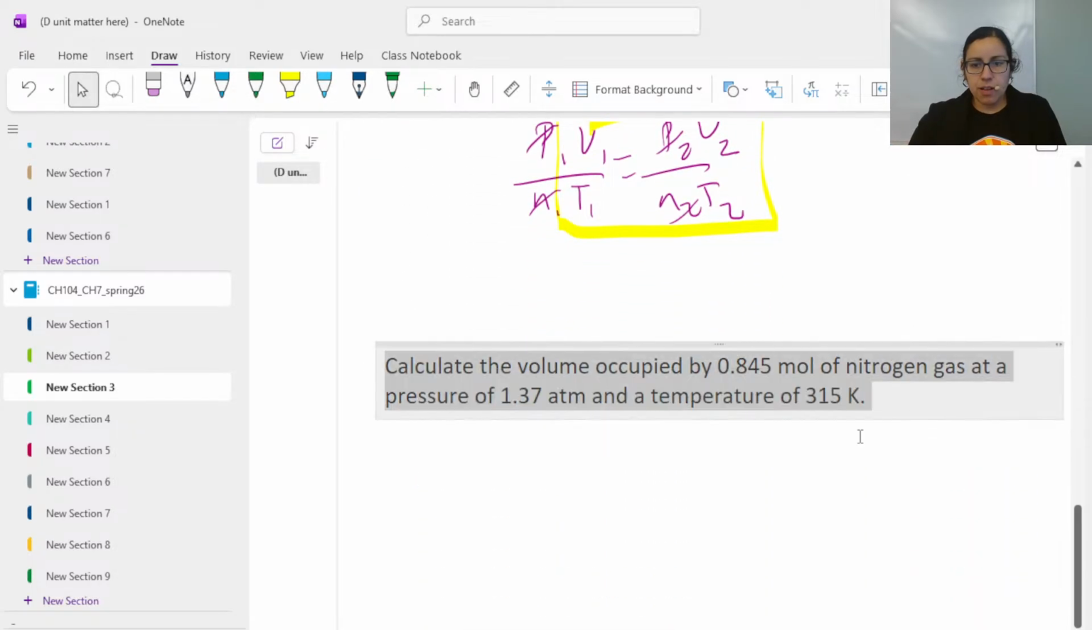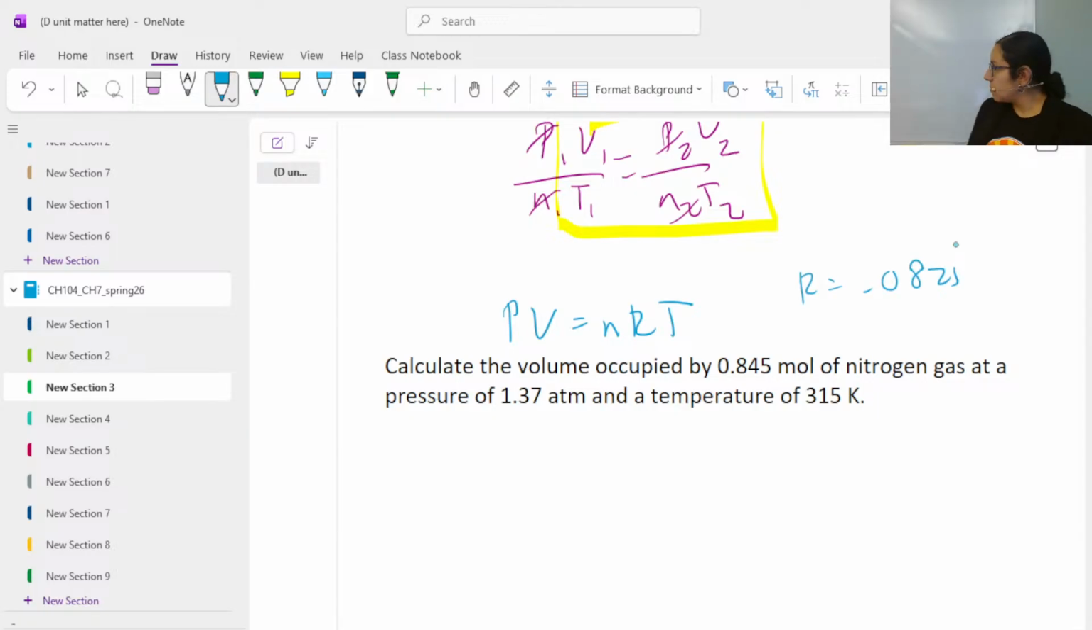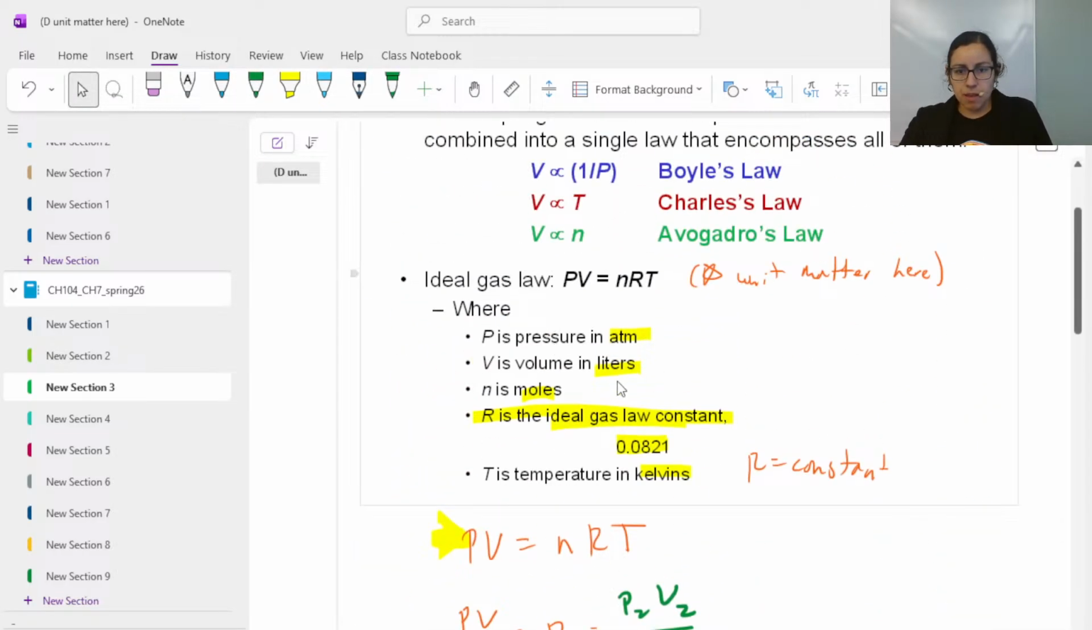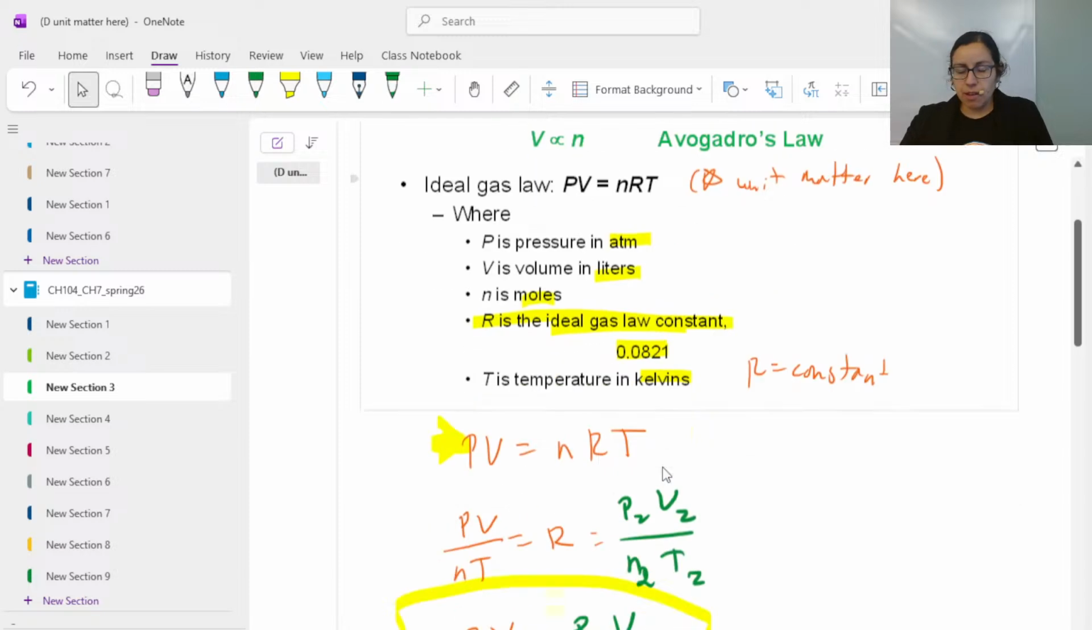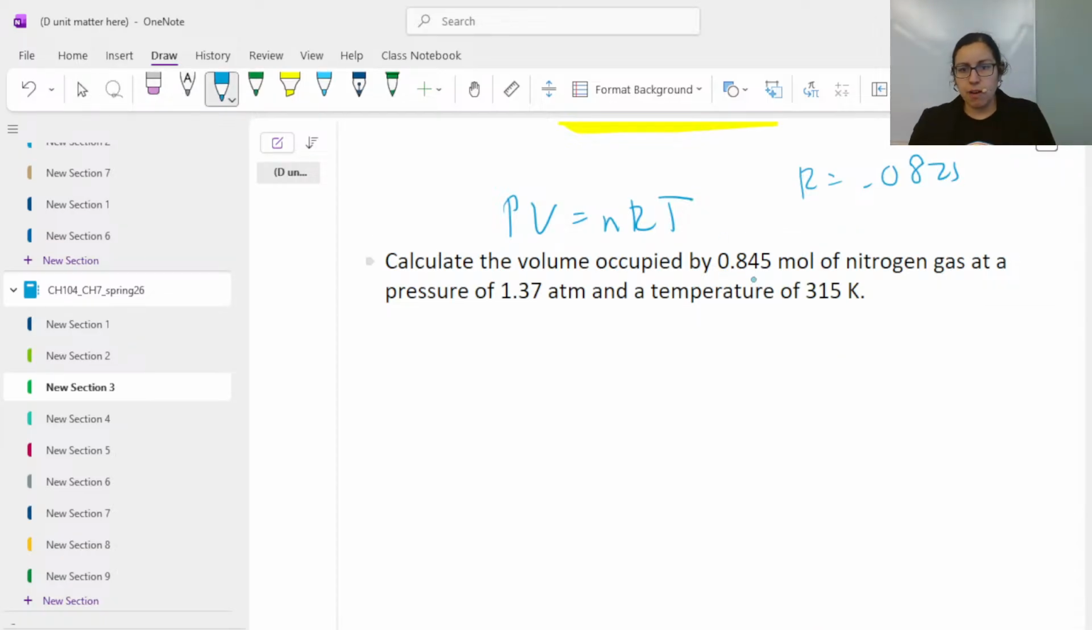All right, so let's try our practice one. I think we might need PV equals nRT for this one, and I'll give you R. Hopefully you can figure out the rest. If I need to scroll back up for the units, let me know. Remember, we're in atm, liters, moles, Kelvin. See if you can try this out. Calculate the volume occupied by 0.845 moles of nitrogen gas at 1.37 atm and 315 Kelvin.